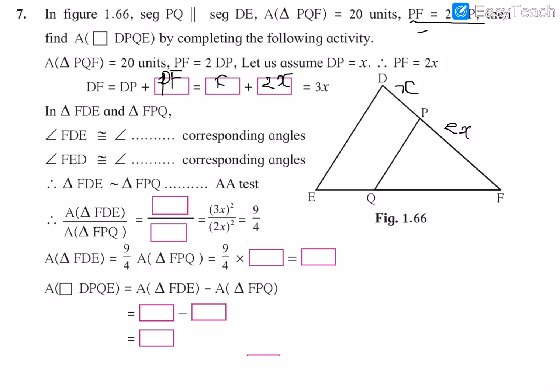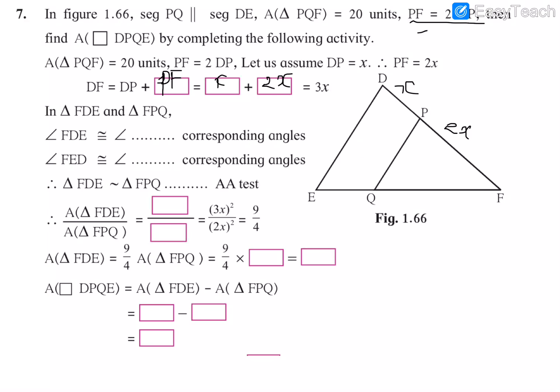We are going with the next step. For finding the area of this portion, that is this quadrilateral DPQE, we need to find the area of this big triangle, triangle DFE, and then we need to subtract from this big triangle this much portion. When we subtract, we will get the remaining portion's area.